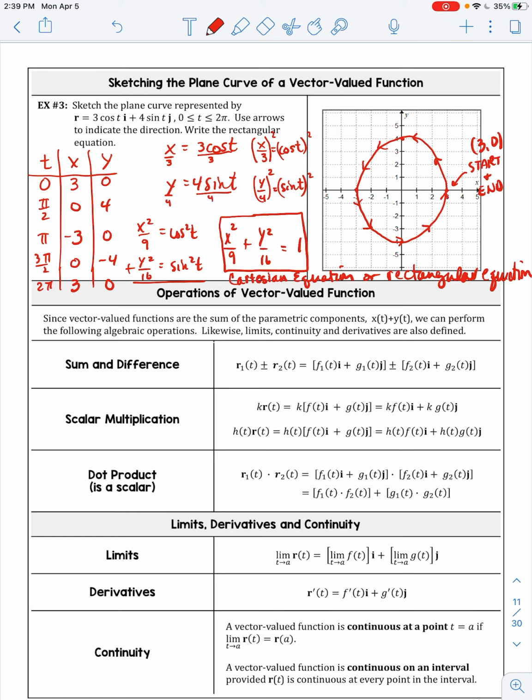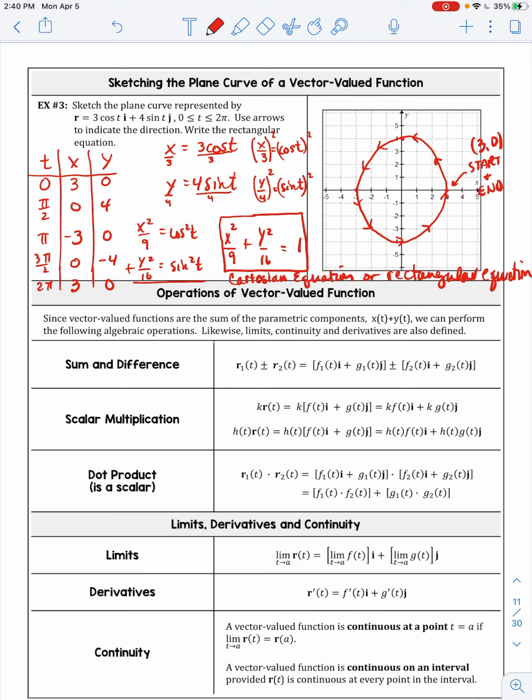That is the same thing as taking that k and multiplying it by the f of t i plus g of t j. And if we distributed it, it would be k f of t i plus k g of t j. If we are multiplying a function times a vector-valued function, so h of t times r of t, it's the same thing, h of t times the f of t i plus g of t j, which you would distribute to h of t times f of t i plus h of t times g of t j.